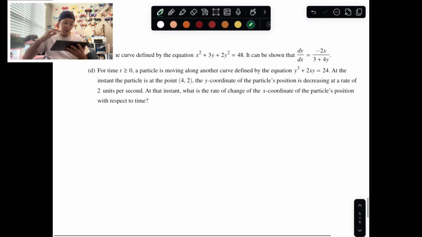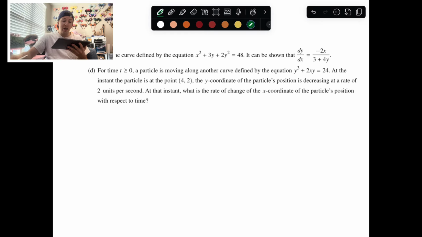For a time greater or equal to 0, a particle is moving along another curve given by the equation y to the third plus 2xy is equal to 24. At the instant the particle is at the point 4, 2, the y-coordinate of the particle's position is decreasing at a rate of 2 units per second. At that instant, what is the rate of change of the x-coordinate of the particle's position with respect to time?